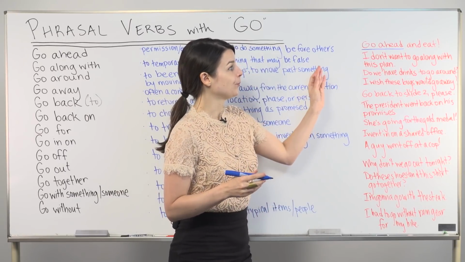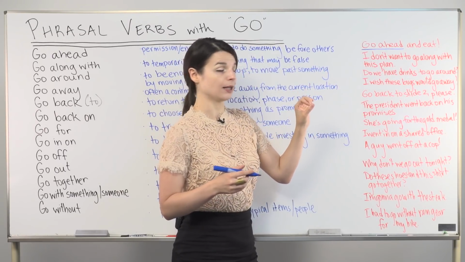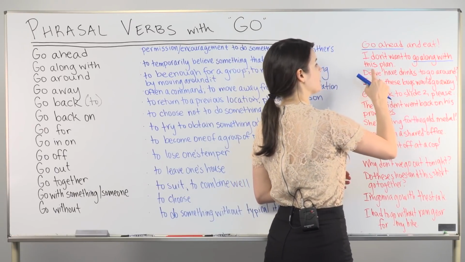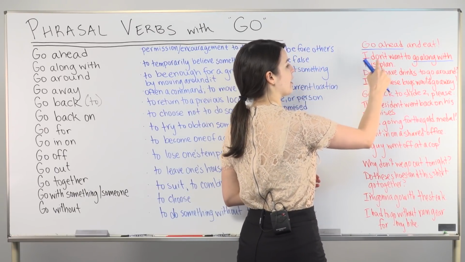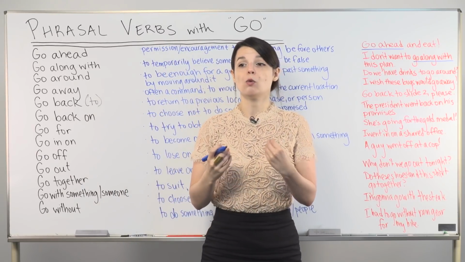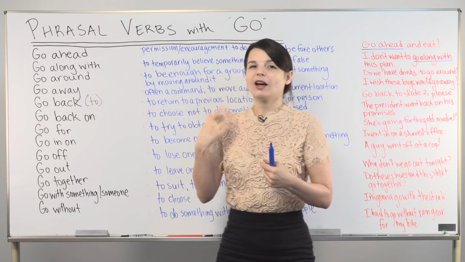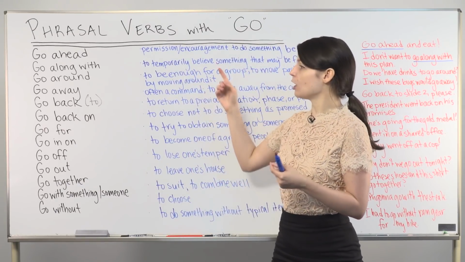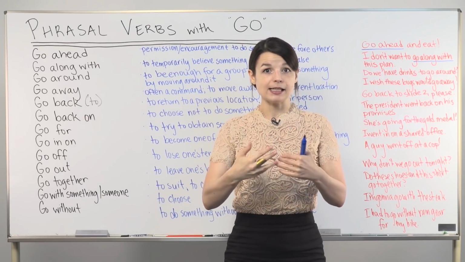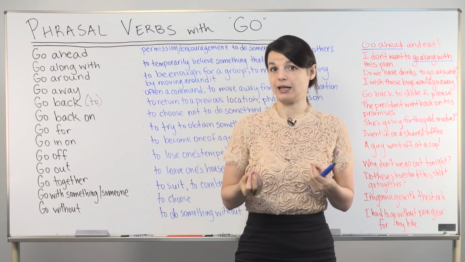Here's an example. I don't want to go along with this plan. So here there's a noun phrase. I don't want to go along with this plan means I don't want to pretend this plan is okay. So kind of the feeling here of to go along with something is that you're believing it and you're pretending that you're agreeing with that thing or you're participating in that thing.